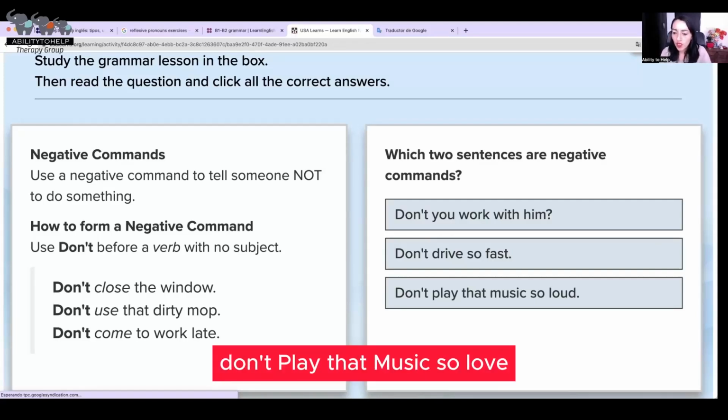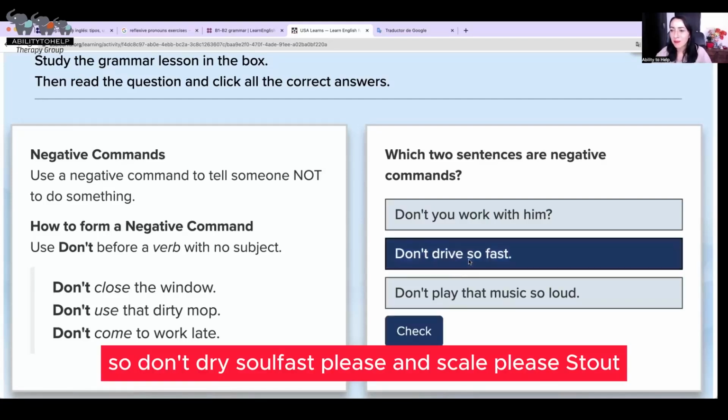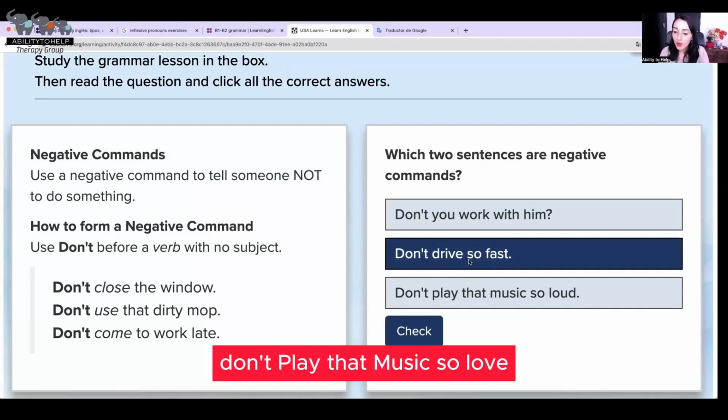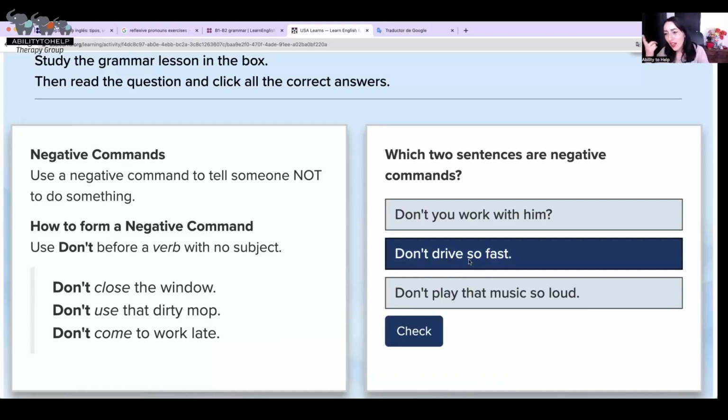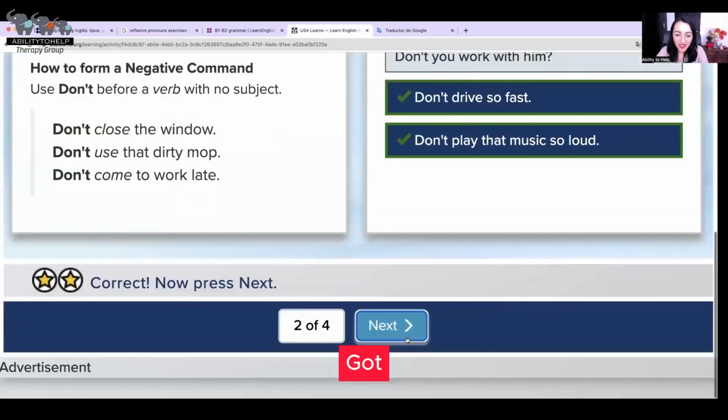Don't play that music so loud. So, don't drive so fast. Please, I'm scared. Please stop. Don't drive so fast. I am asking you something. Don't play that music so loud. I have a headache, please. Good.